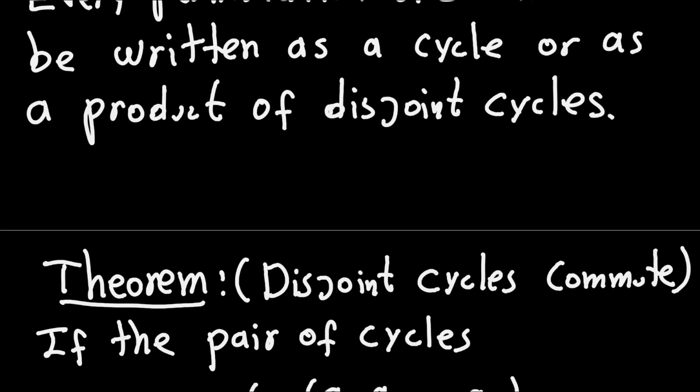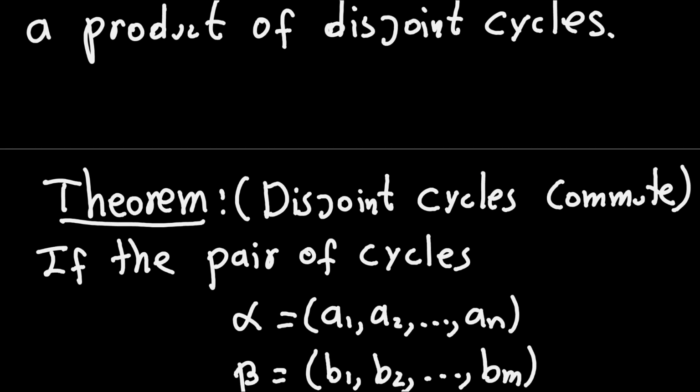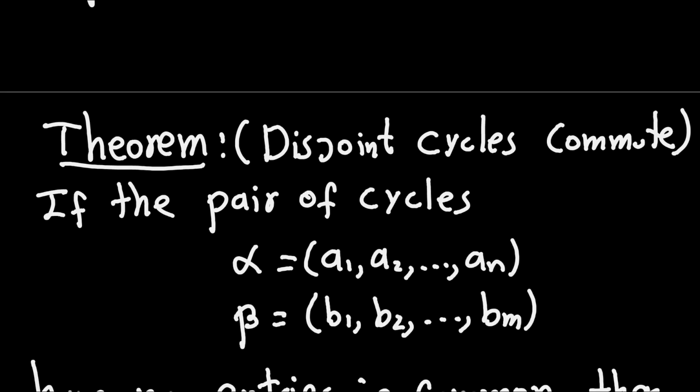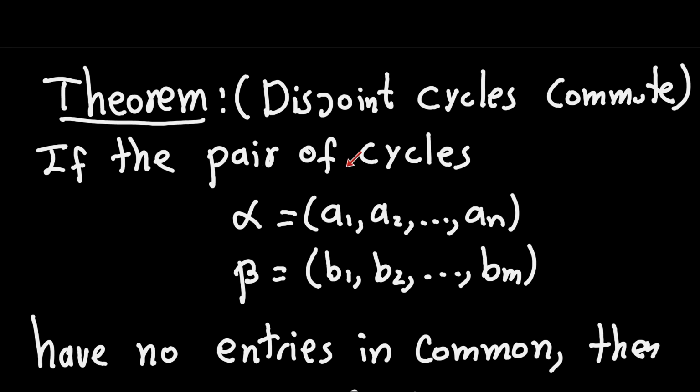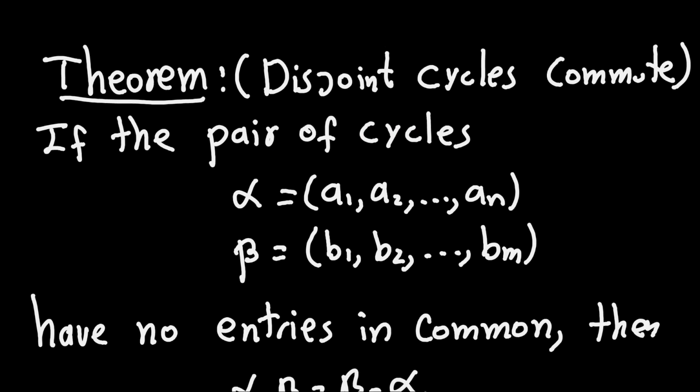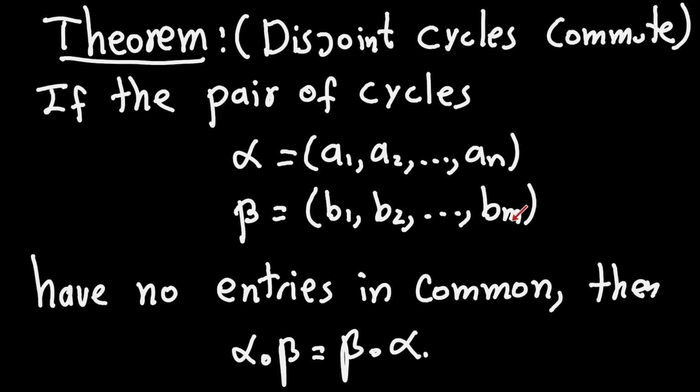Now, another theorem that I want to point out in this video lecture is this one. Disjoint cycles commute. So what do we mean by that? If you have a pair of cycles, let's say you have a cycle alpha, this is only one cycle, A1 through AN. Remember what that means is alpha of A1 is mapping to A2 and so on, and alpha of AN is mapping to A1. And similar for beta. It has m elements. It is an m cycle and this is an n cycle.